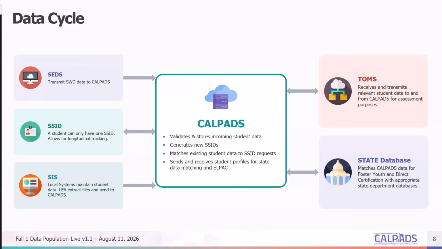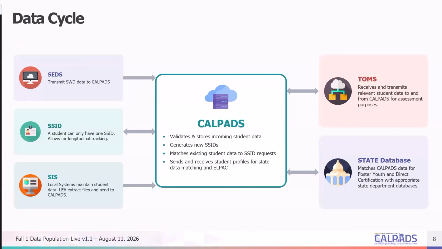Above the SIS is the Special Education Data System, or the SEDS. It stores information on special education meetings, plans, and services. Data is sent directly to CalPADS via an API, an application programming interface, and no manual submission is needed. However, CalPADS coordinators must resolve any validation errors that result from these submissions.